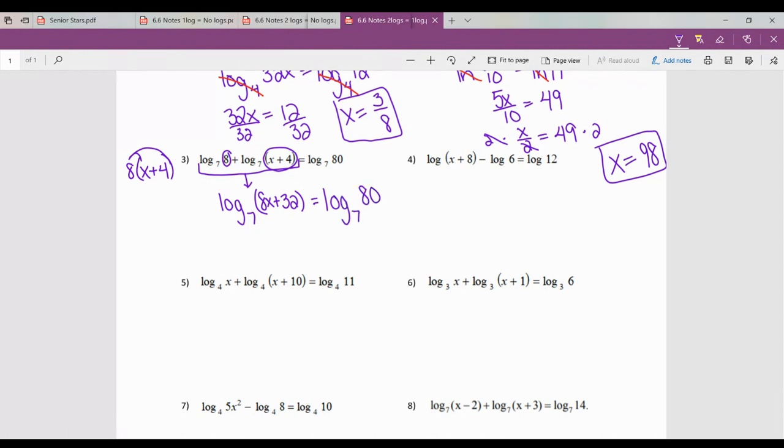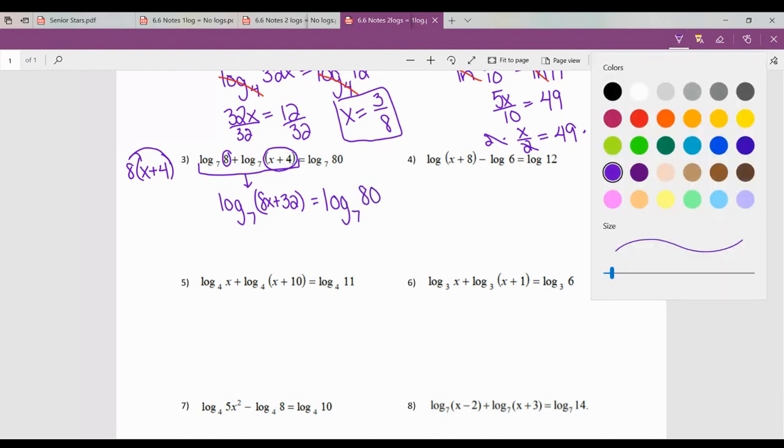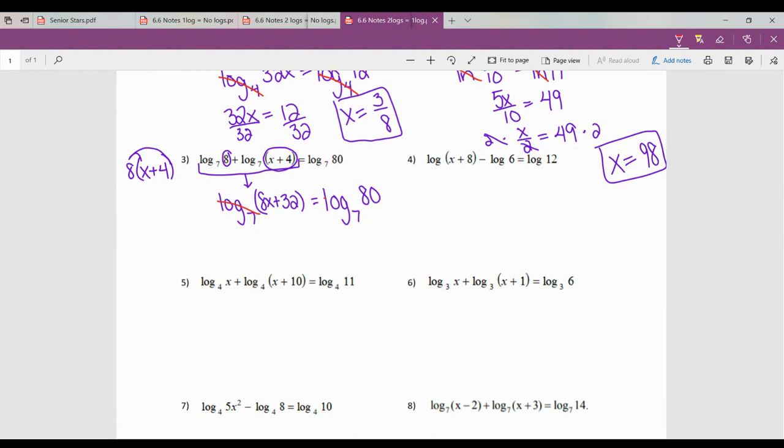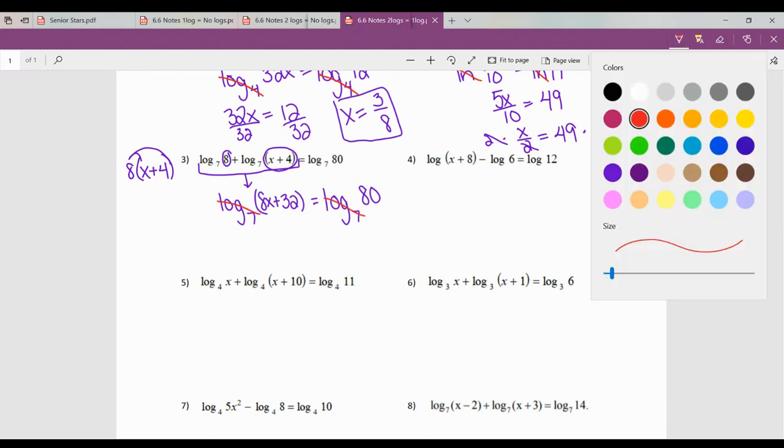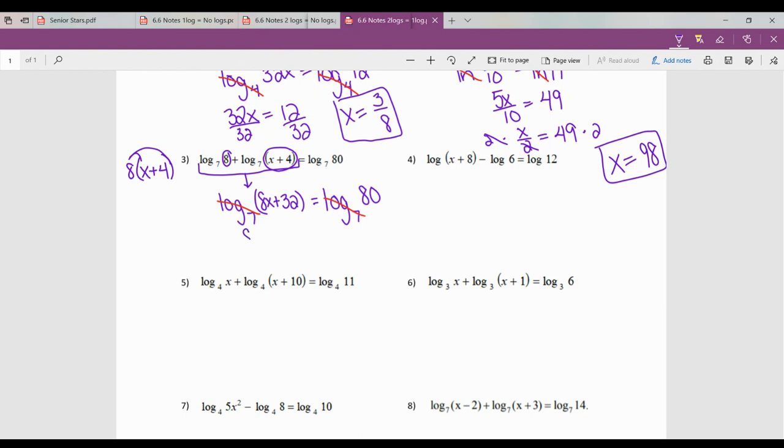And now because I have 1 log on one side and 1 log on the other side, I'm going to cross out those log base 7s. And I'm going to have 8x plus 32 equals 80. And now we're going to solve for x. So minus 32. So we get 48 equals 8x. Divide by 8. X equals 6. Final answer.